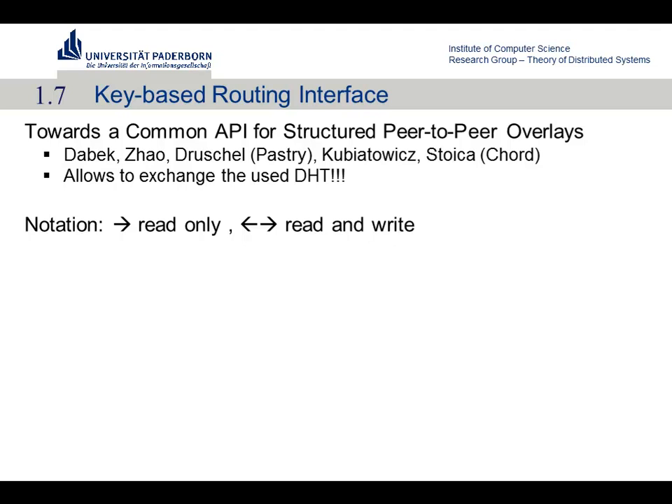So first of all, why is it a nice API for structured overlays? Because you can really exchange it, and other structured overlays also have the same API. So if you have an application and you program something towards this API, then you can have Pastry implementing it, you can have other overlays implementing it, and then you can exchange the overlay and the DHT that is used. Just what you should know, because it's a C notation, if there's only one arrow in the interface, that means you can only read it. If it's two arrows, then it means you can not only read it, but you can also write to it for the results.